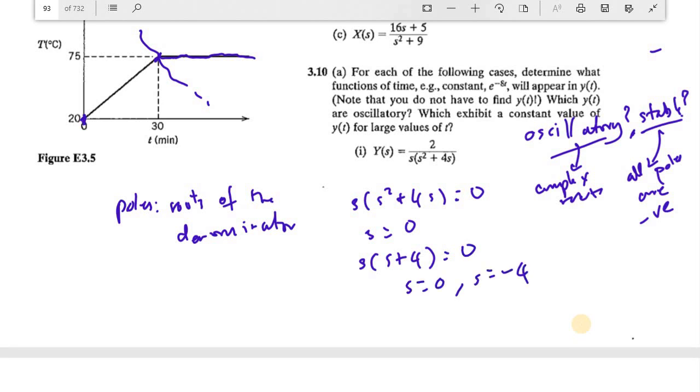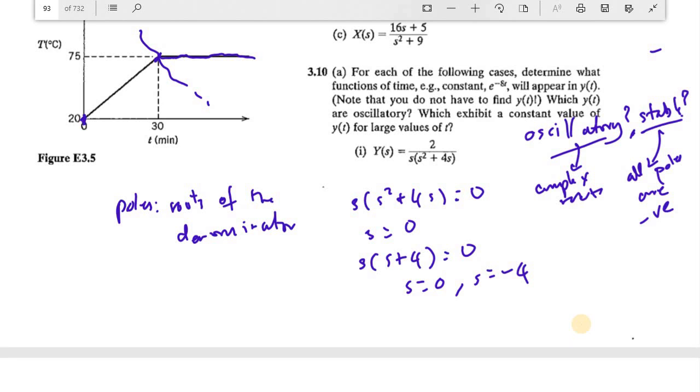Since I have a 0 term here, and s is equal to 0, that is exactly like having what they call an integrating process. So in this case, in 3.10, I would decide that it's not going to be stable.